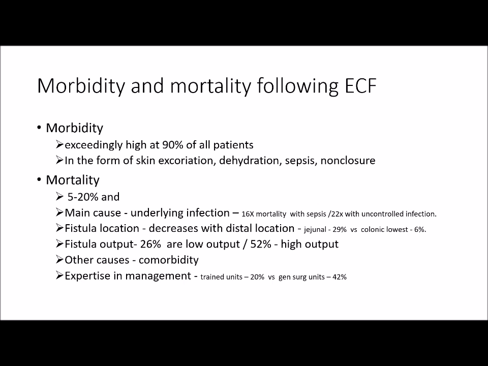And of course, one very important factor is whether the patient with the ECF or EAF is being treated either in a trained unit, a unit which is basically geared up to treat such patients, or just a general surgical unit. Now look at the difference in mortality, almost twice. In the general surgical unit, the mortality is almost 42%, and in a trained unit only 20%, right? So almost 50% change in the mortality, right?